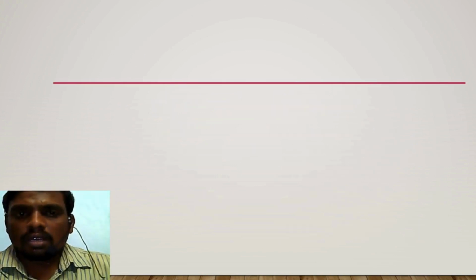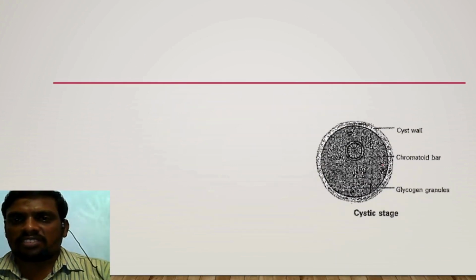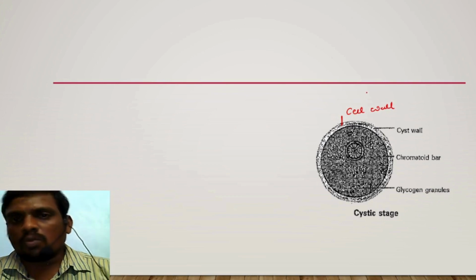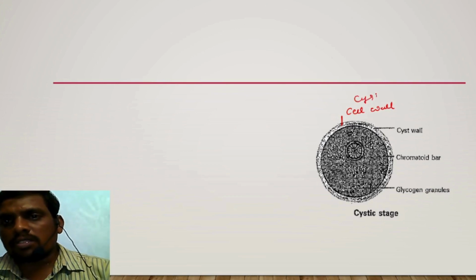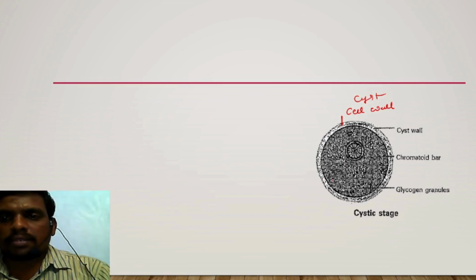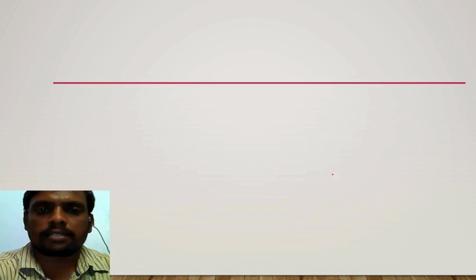Finally, let us see the structure of the cystic stage. You can see the cyst wall. Cyst wall, chromatid bars, and glycogen granules are present in it.